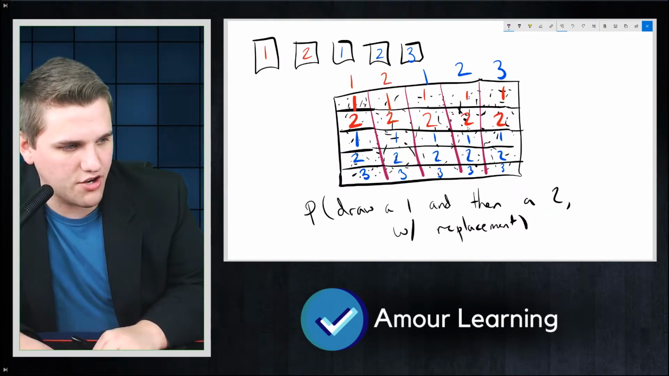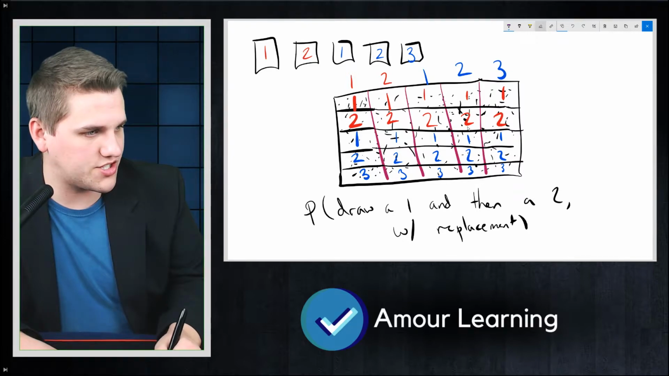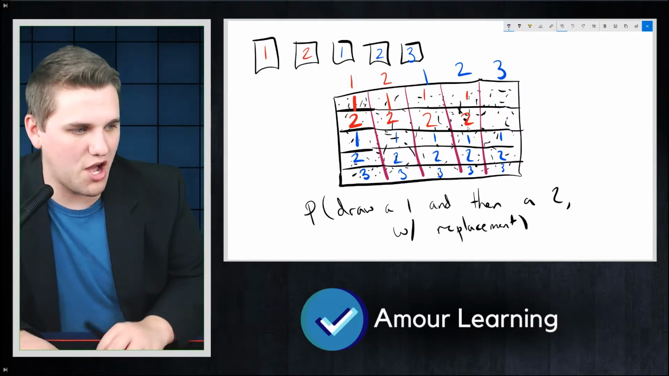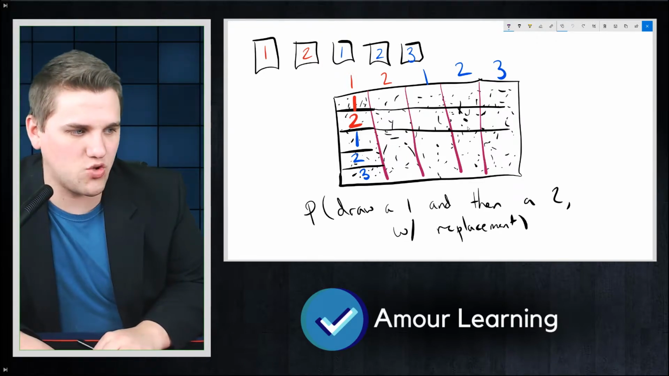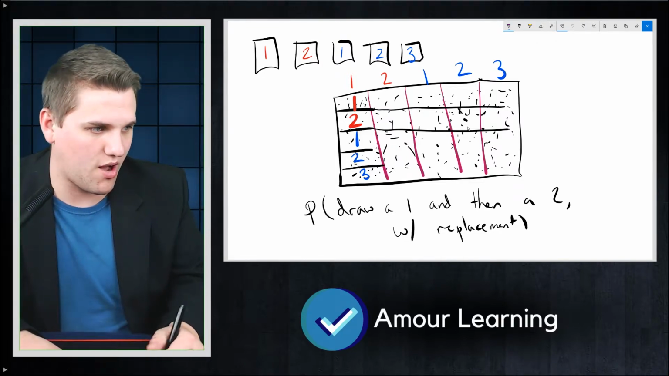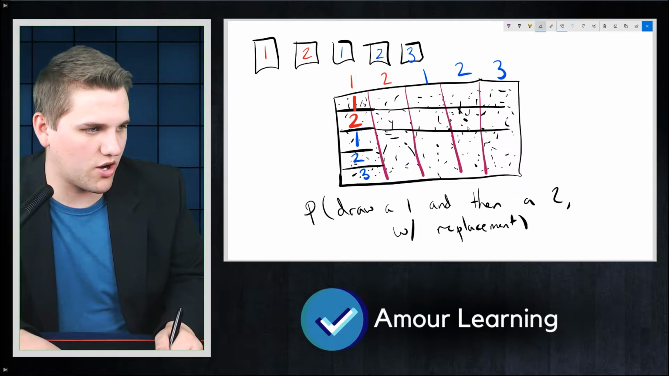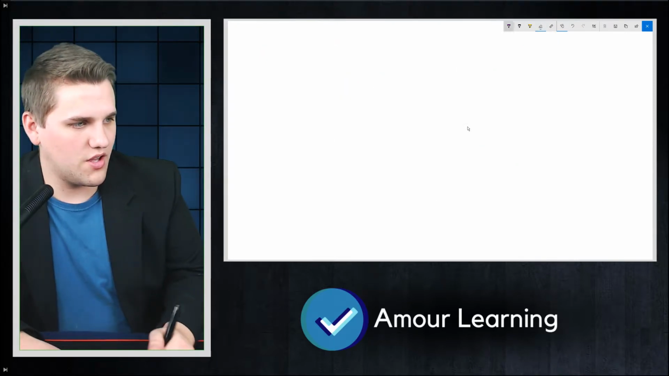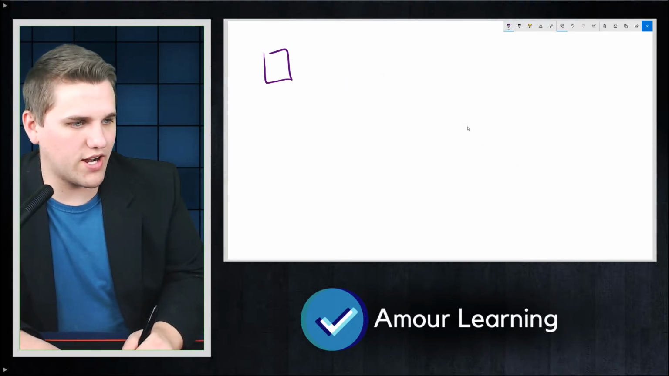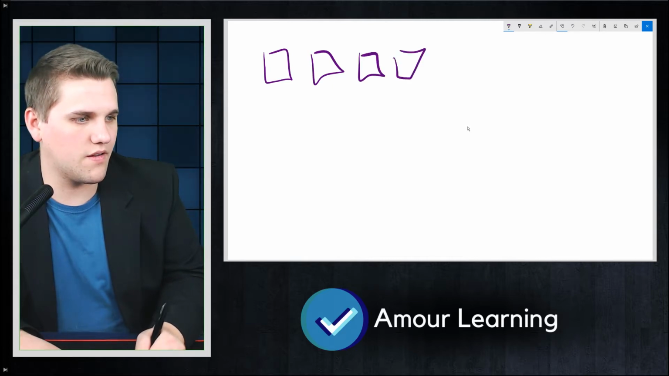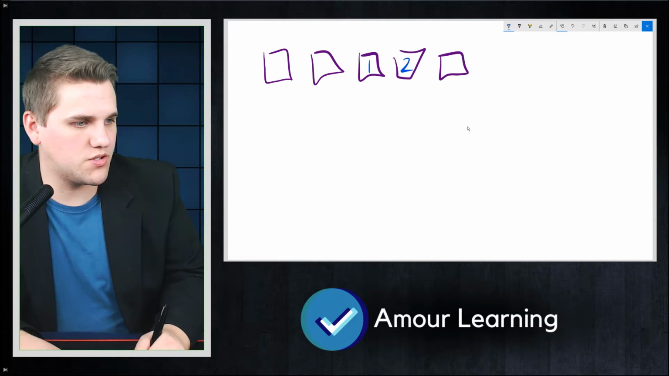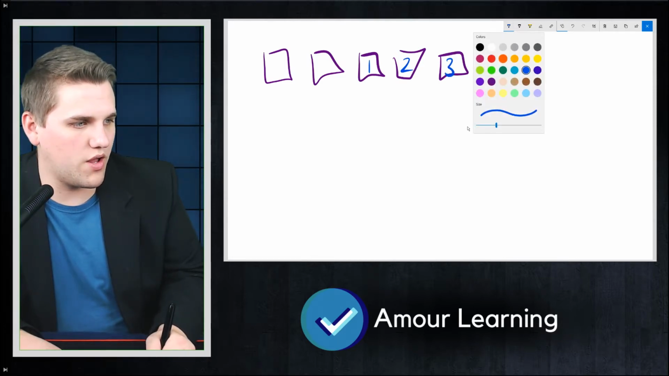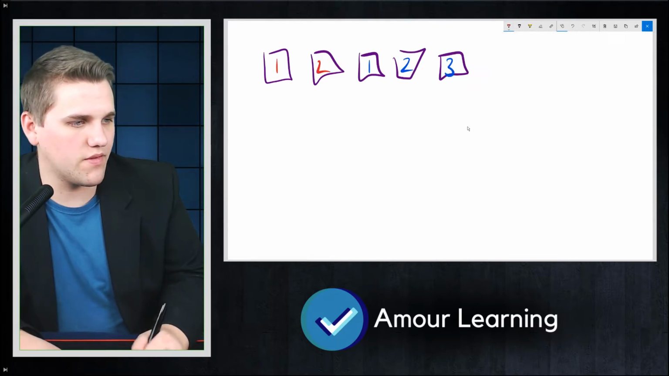I'm going to have to undo. Actually, I can just erase everything. It's going to take me a little bit of time here, but we're going to get into a problem that is far more complex. I'm going to have to redraw my 5 rectangles here. I have a blue 1, blue 2, blue 3, red 1, and red 2.